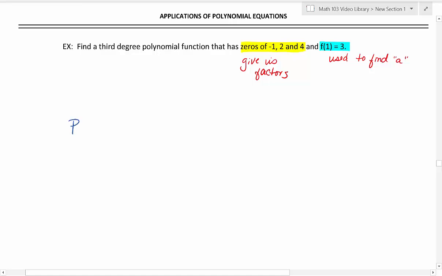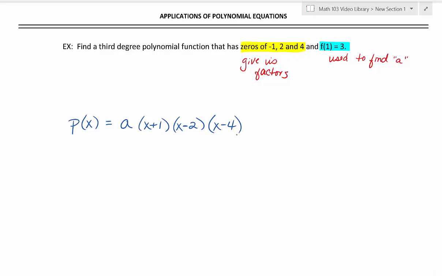Let's start writing our polynomial. P of x is equal to, well, we're going to have a leading coefficient of A, which we'll find later. And then each zero gives us a factor. So the 0 is negative 1. The factor is x plus 1. 0 of positive 2. The factor is x minus 2. 0 of positive 4. Factor of x minus 4.